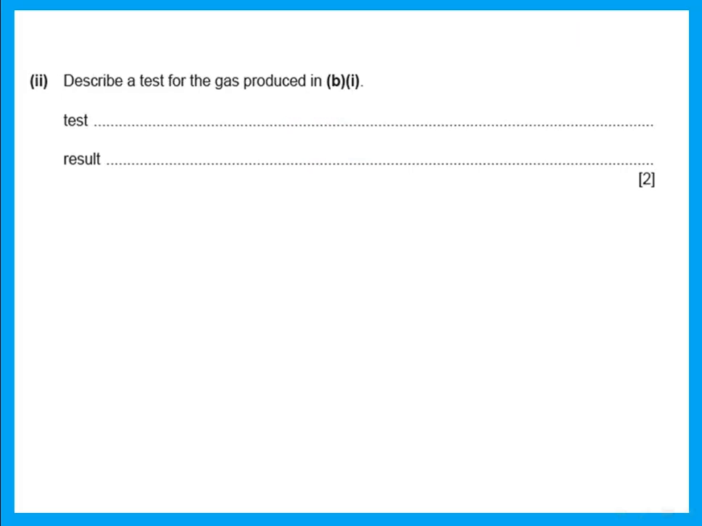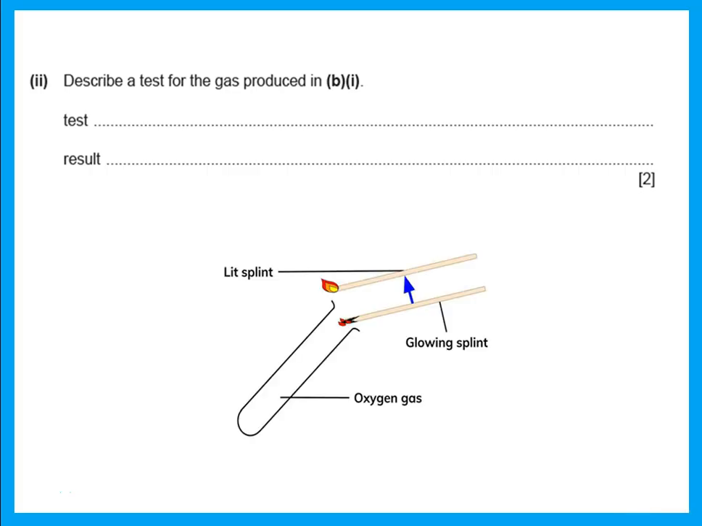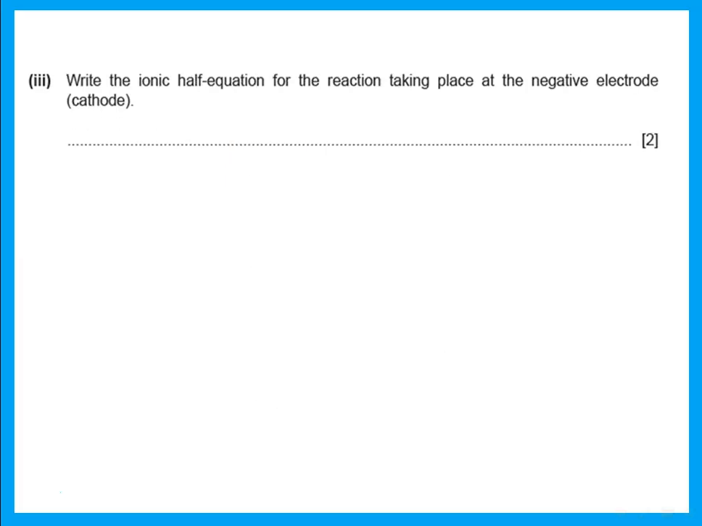Describe a test for this gas. What is the test for oxygen gas? Remember, to test for oxygen, insert a glowing splint. It relights. This is the test for oxygen. Please revise all the tests and do not mix up between them. Write the ionic half equation for the reaction taking place at the negative.